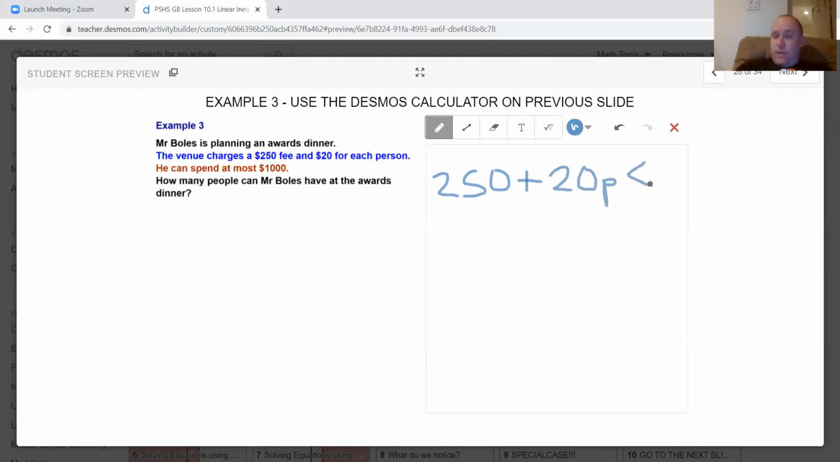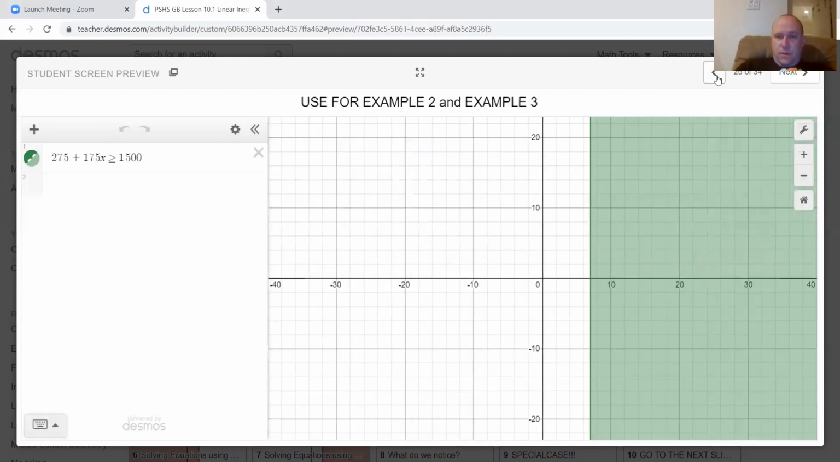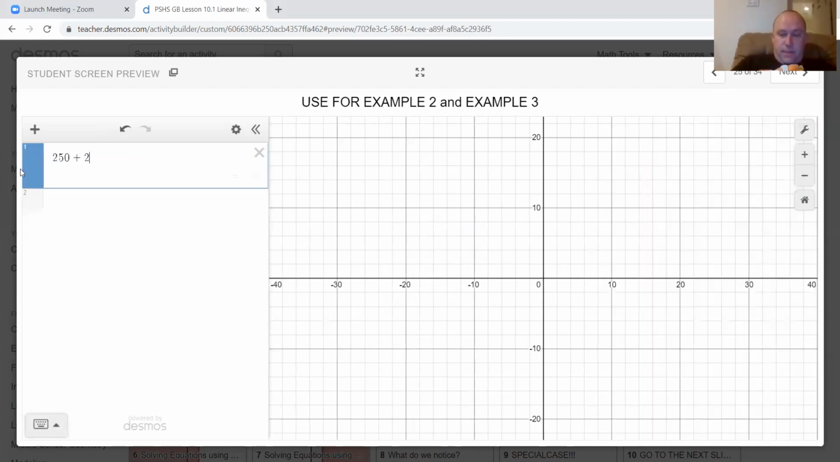So he can't spend any more than that. So this is not more than. This is actually less than or equal to. He can spend the $1,000, or he can spend less than $1,000 because that's all the money he has. And then as we go on to the next one, oops, I would actually have to go back to this one here. So it was 250 plus 20.